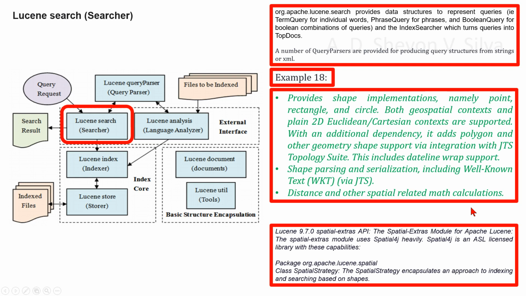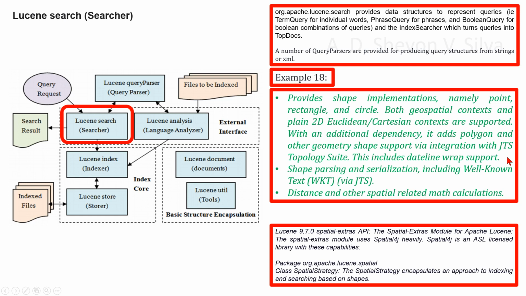For some sample code: the Spatial Extras module uses Spatial4J heavily. Spatial4J is an ASL license library with these capabilities. It provides shape implementations, namely point, rectangle, and circle. Both geospatial contexts and plain 2D Euclidean Cartesian contexts are supported.